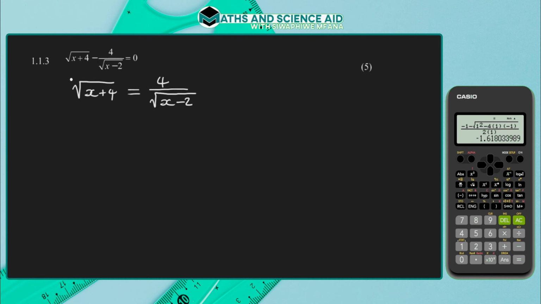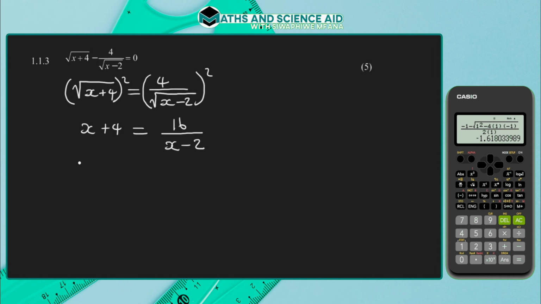And now we can just square both sides. If we do that, we'll get rid of the square root on this side and we'll only have x plus 4. And on this side, we will have 4 squared, which is equal to 16, divided by the square root of x minus 2 squared. So we'll also remove the square root there, and we will only be left with x minus 2. And now we no longer have a square root.